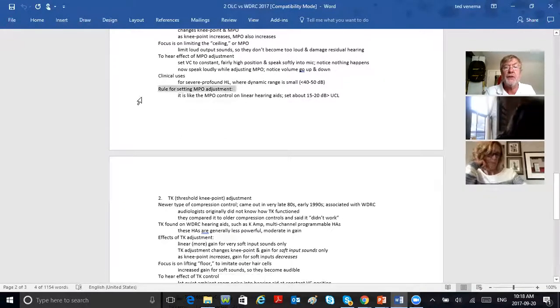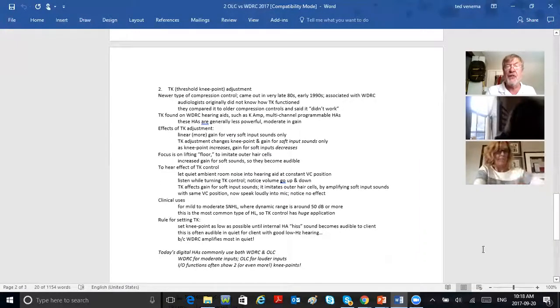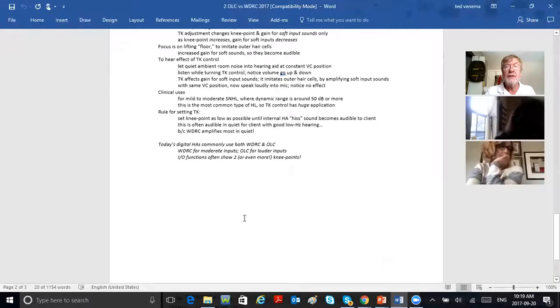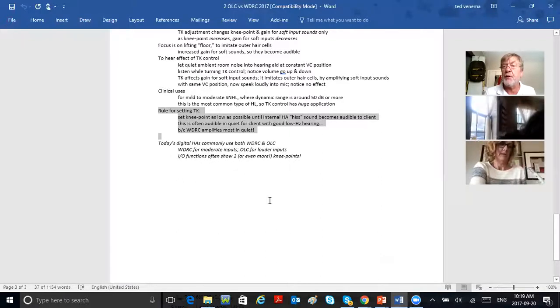Here's an important rule for setting MPO adjustment. It's like the MPO control on linear hearing aids. Set it about 15 to 20 dB above the client's uncomfortable loudness levels, essentially. Number 2, a newer type of adjustment called the TK control. It was for WDRC, basically. Okay, here we go. Rule for setting TK: set it as low as possible until the internal hearing aid hiss becomes audible to a client.